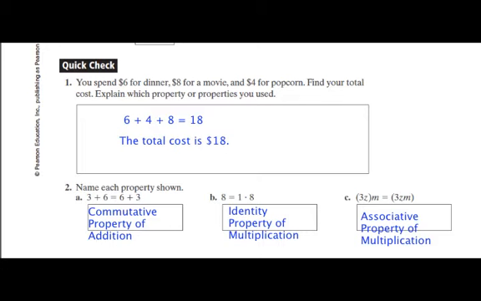For 2a, it's commutative property of addition because you just flip-flop the 3 and the 6. For 2b, it's identity property of multiplication because you're multiplying by 1. And for 2c, it's associative property of multiplication because you're changing the grouping symbols. You're moving the grouping symbols.